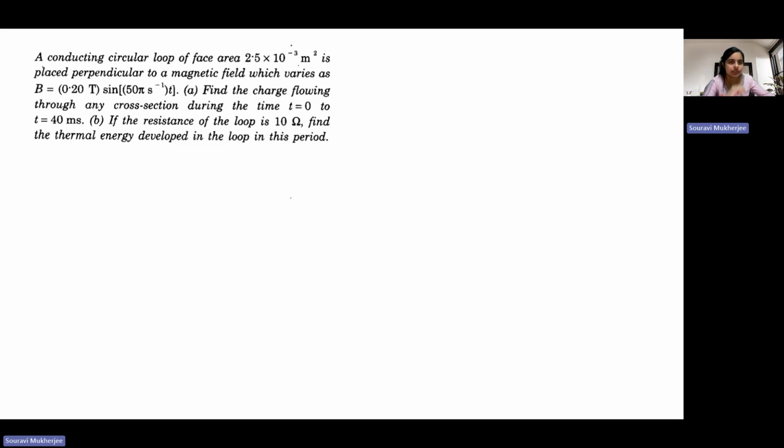Now, there can also be questions like this. So as you can see here, it's a conducting circular loop with the area given, placed perpendicular to the magnetic field. So the area is perpendicular to the magnetic field and the magnetic field is specified. Okay, that is my pointer. So the magnetic field is specified. You can see that the magnetic field has a temporal dependence. Okay, the area is specified. So you basically know how the flux is changing because you know how the magnetic field is changing.